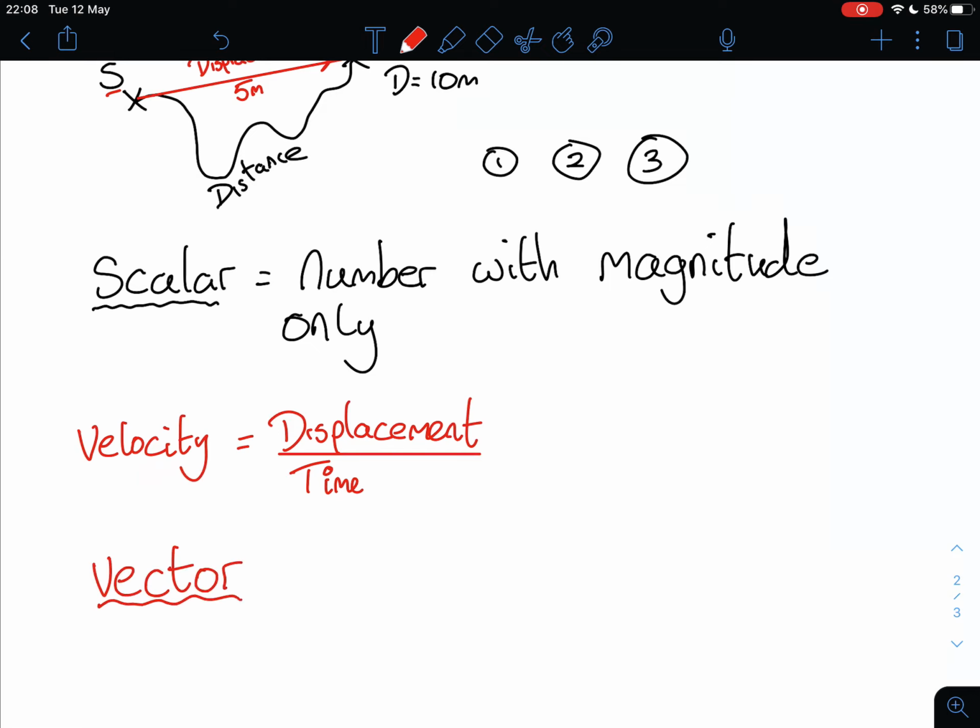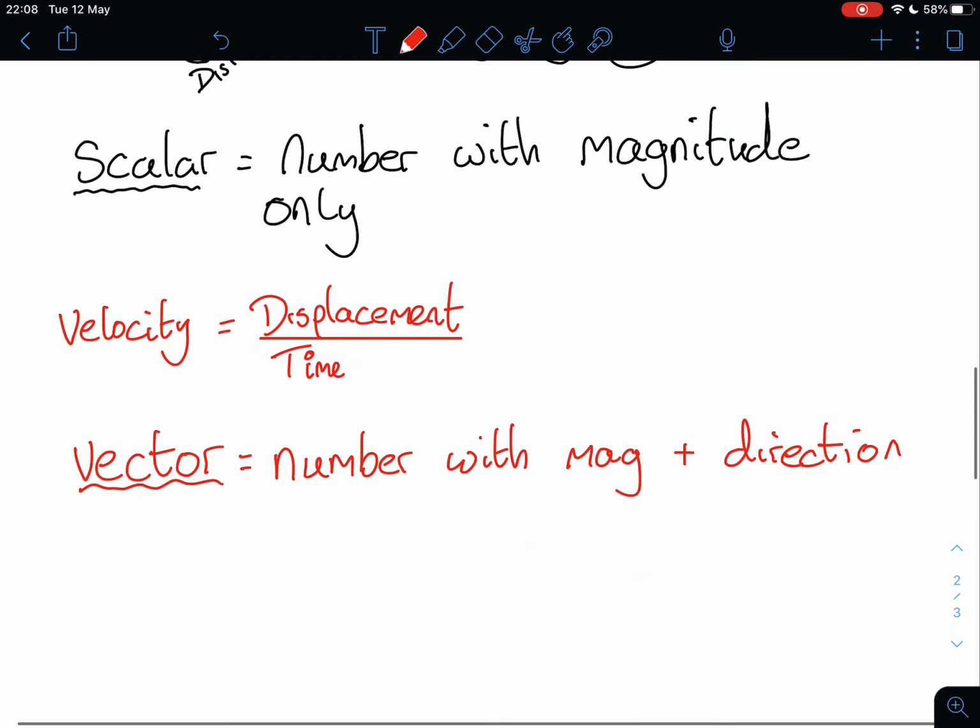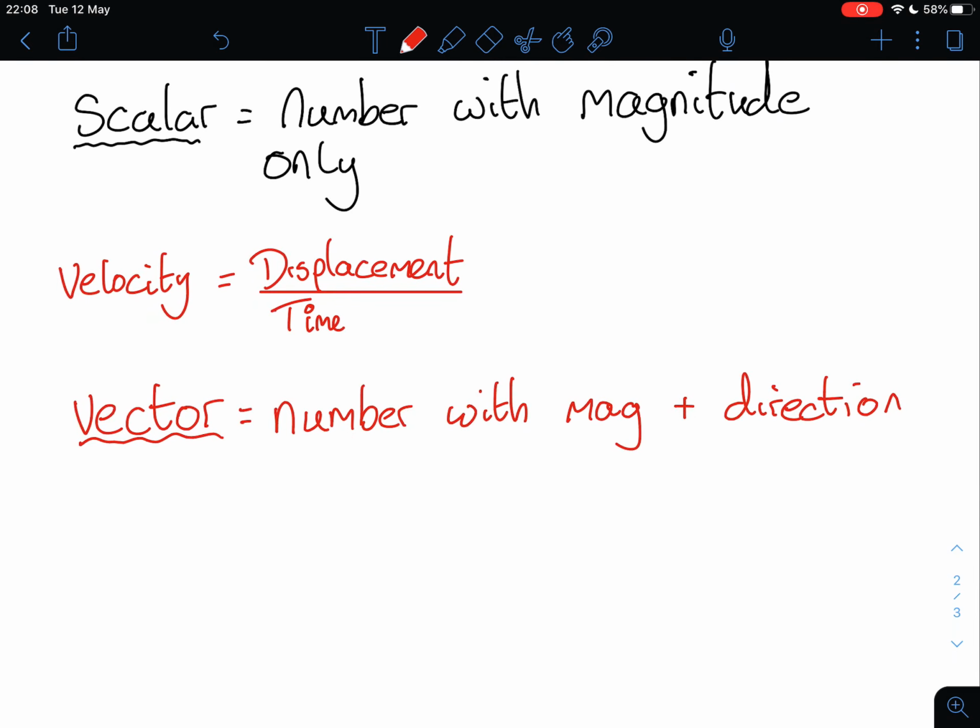A vector. Now a vector is a number with magnitude and direction. So what does that mean? Well, that means if I told you the number 2, I could draw an arrow that represents the number 2. I could draw the number 4, I would make the arrow longer. I could also draw -2. I just draw it backwards.